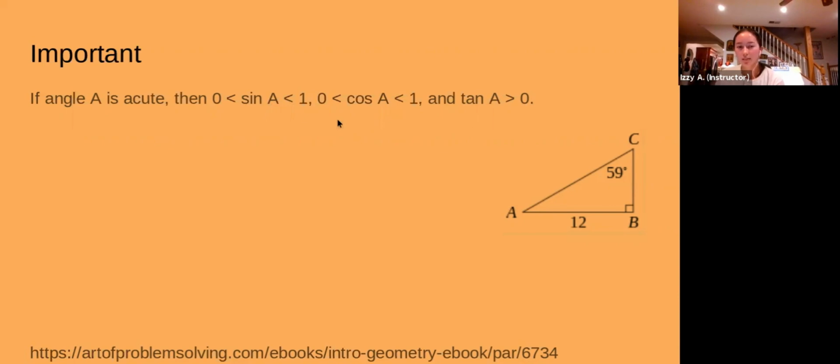But as Alvin was saying, once we get to 90 degrees, things get a little bit different. Sine of 90 degrees equals 1, and cosine of 90 degrees equals 0. But we will also go over that in upcoming slides.